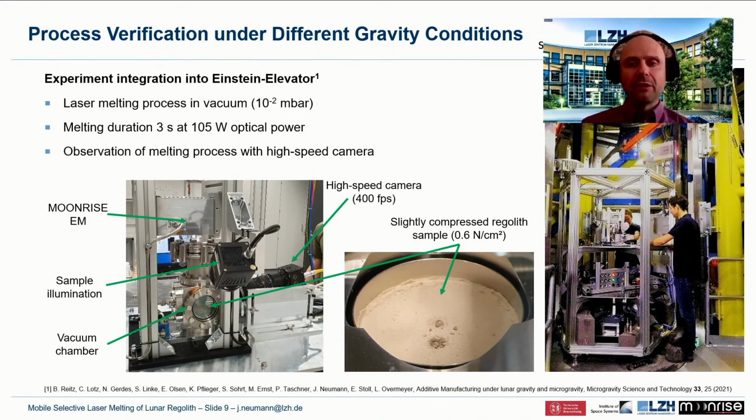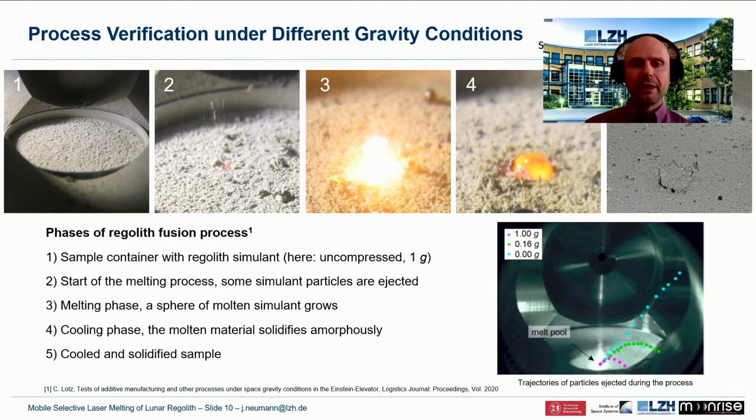We had to slightly compress the regolith in its container, which can be seen in the picture in the middle. This is because you have acceleration and deceleration phases, and there you would mess up the regolith in the vacuum chamber, and therefore we compressed it. And on the right, you can see the experiment integration into this Einstein Elevator.